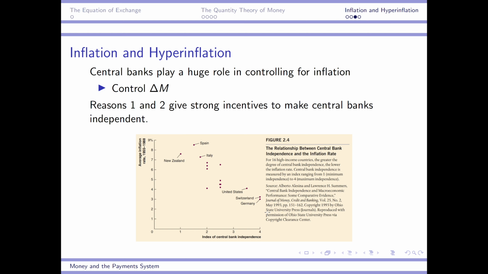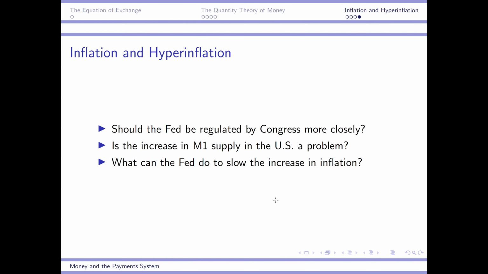Some people are critical of current Fed Chair Jerome Powell's actions in increasing the M1 supply, but a lot of people in the Fed respond with this graph right here, saying that they want their independence to sort out the economy on their own.